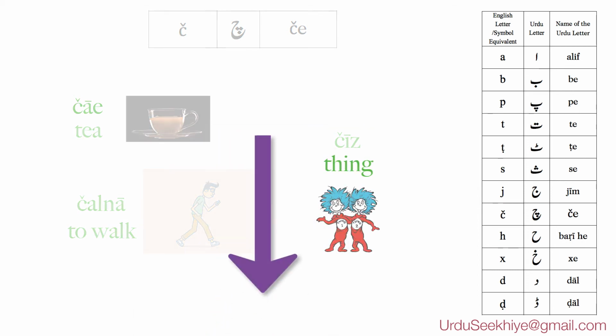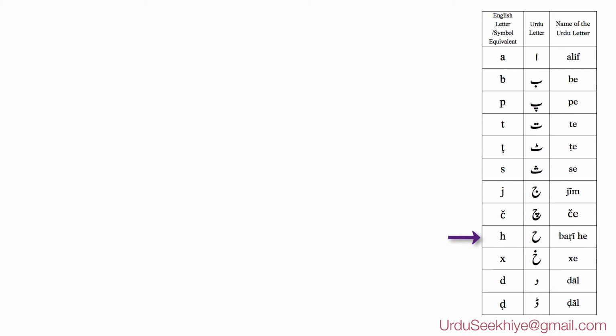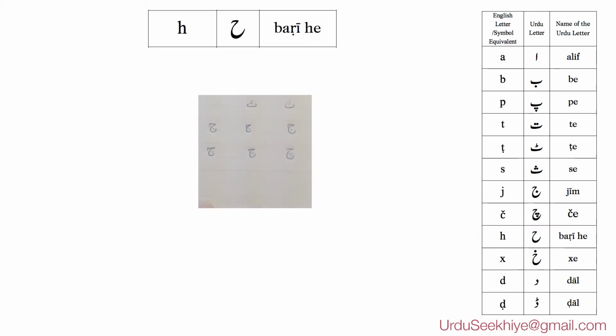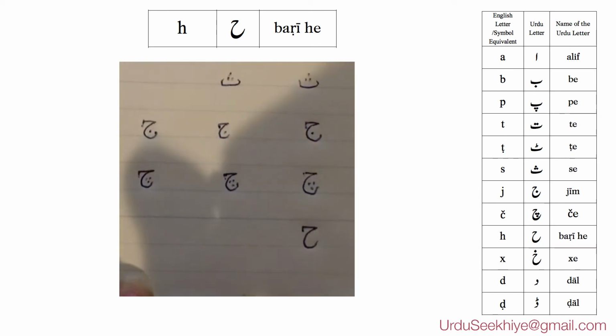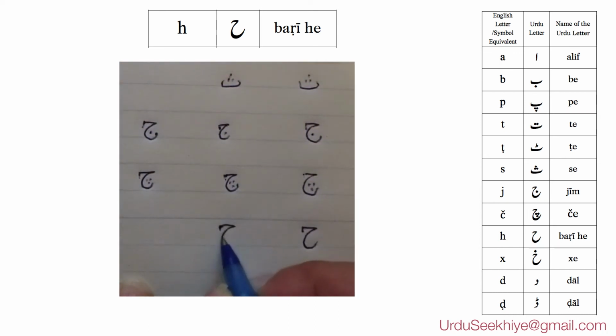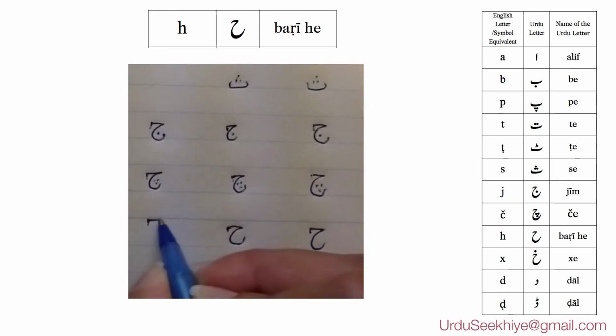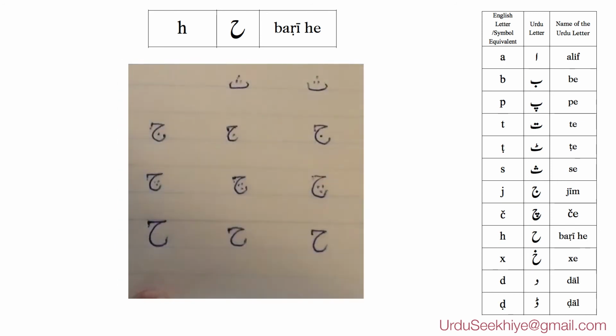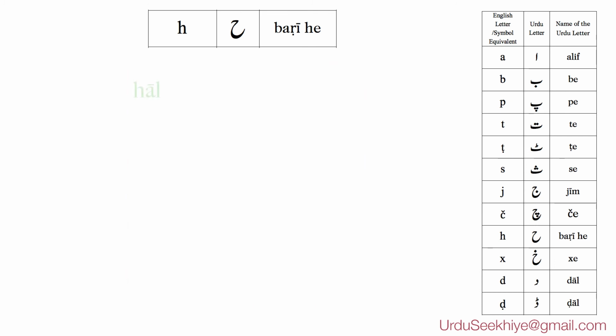Then we've got badi hai. Hal is a good word. Hal means condition. Like if I asked you, kya hal hai? I'd be asking you, how are you? I'd be asking your condition.